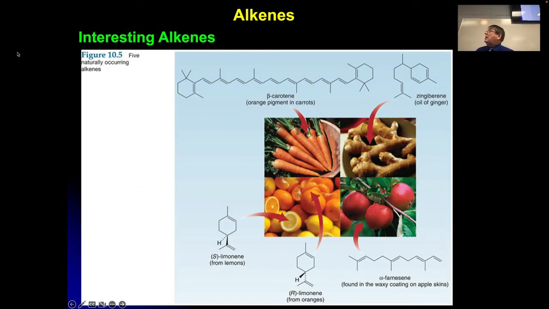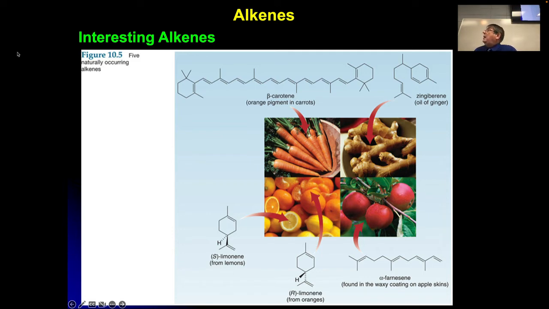All right. Let's talk about some interesting alkenes. Probably the most well-known and famous of the alkenes is beta-carotene. This is the orange pigment from carrots. Why is that important? Carrots, they're good for your eyes. They are good for your eyes, but it's not the carrot itself that's good for your eyes. It's the beta-carotene in the carrot, right? It's this molecule. This molecule actually gets metabolized and converted into things that you need to see better, right? So you need to have plenty of beta-carotene in your diet.